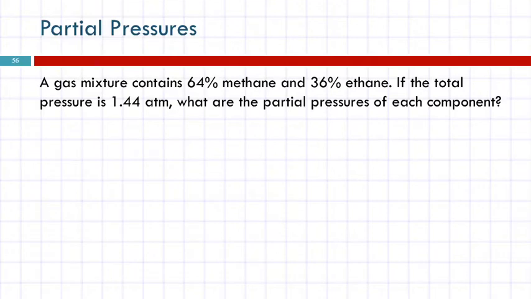So let's do an example. A gas mixture contains 64% methane and 36% ethane. We don't need to know the structures or anything about the methane and ethane. If the total pressure is 1.44 atmospheres, what are the partial pressures of each component?